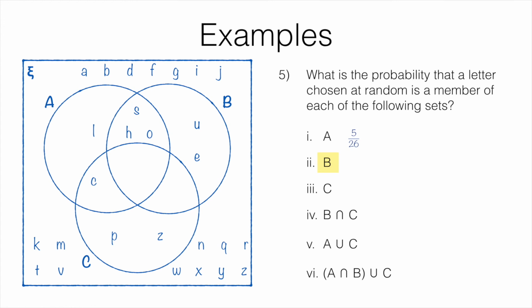Pause the video and have a go at the next two questions. Here are the answers. Here is set B. You'll notice that B also has 5 elements, so the probability of picking a letter that is an element or a member of set B is also 5/26. And looking at set C, you'll see that it has got 3 elements. So the probability for this question is simply 3/26.